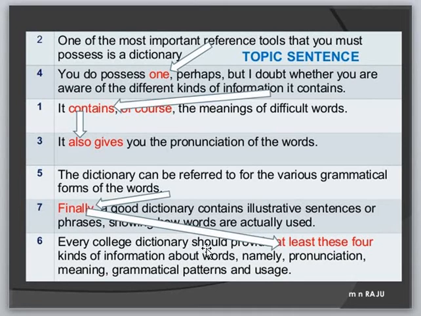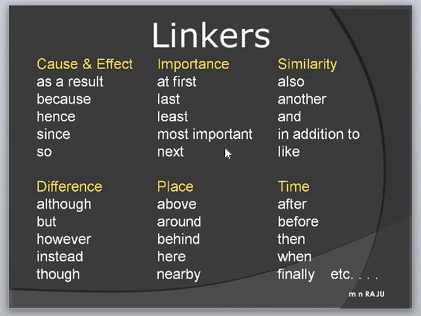So every college dictionary should provide at least these four kinds of information about words, namely pronunciation, meaning, grammatical patterns, and usage. So you can see here the words written in red, the words highlighted in red. You can see these are the linkers and connectors which are connecting one idea with another idea. So here is the list of the linkers, some connectors which you can utilize.